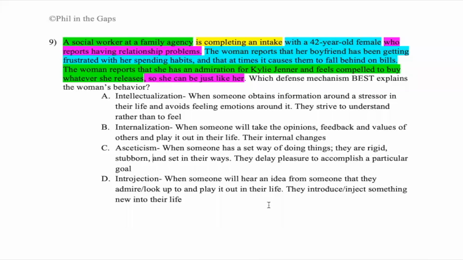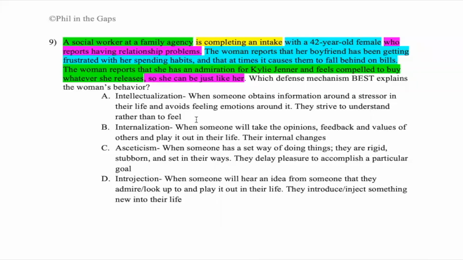So it's our first time meeting with a 42-year-old female, reports having relationship issues. One reports that her boyfriend has been getting frustrated with her spending habits, and at times, it causes them to fall behind on bills. One reports she has an admiration for Kylie Jenner and feels compelled to buy whatever she releases so she can be just like her. So keep all that in mind as we go through each answer choice.